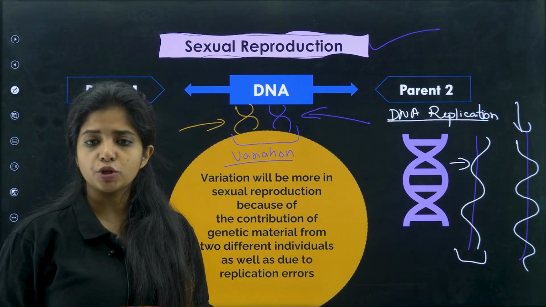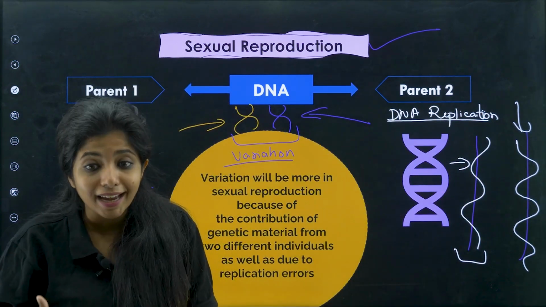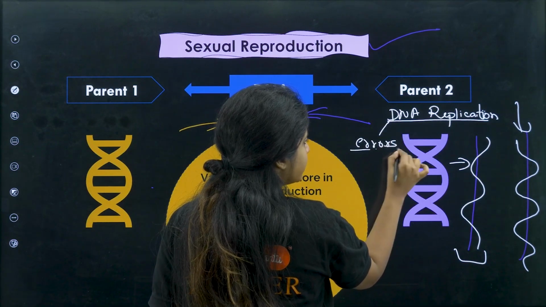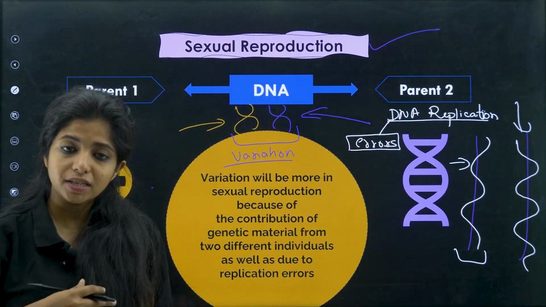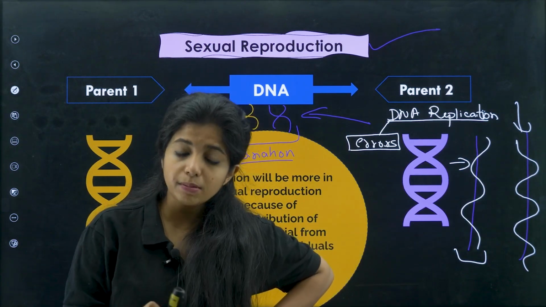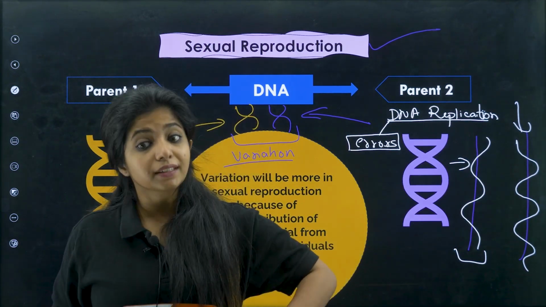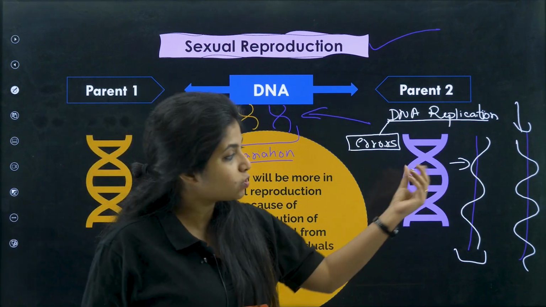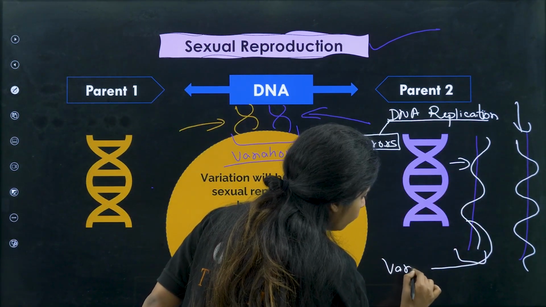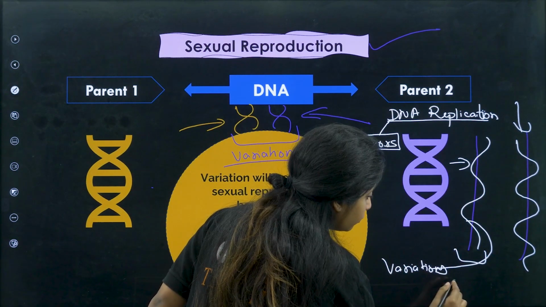And during DNA replication, there are so many errors that can happen. Mostly our body senses it. There are enzymes that take care of it and they repair it. But sometimes these errors sustain. And whenever there is a change in the DNA sequence, it would lead to variations.